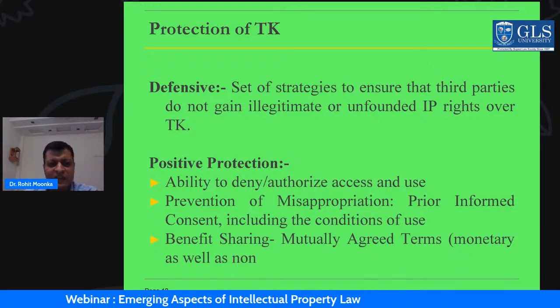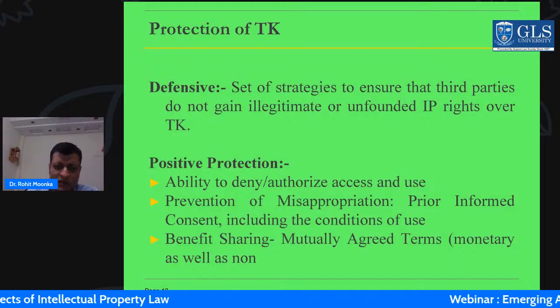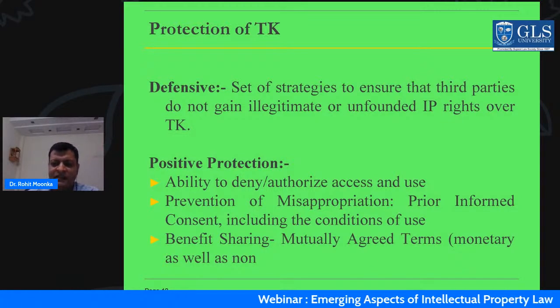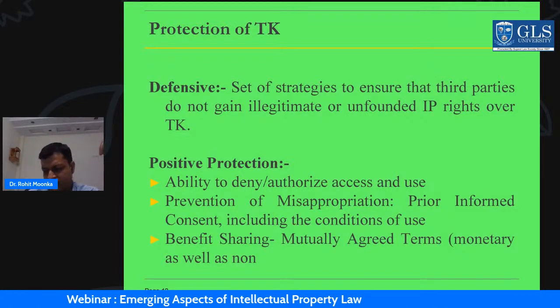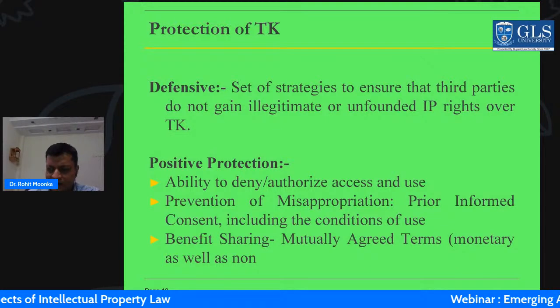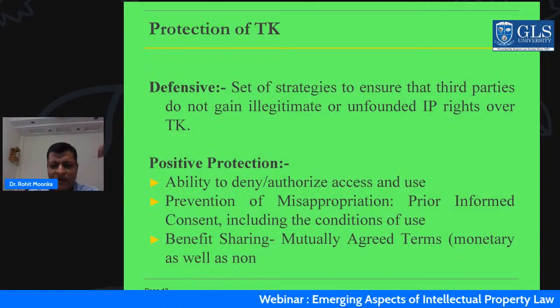Now, what we need to understand after this is that due to the nature of traditional knowledge, somewhere it does not fit in the existing mechanisms of IPR, whether it is patent, copyright, design law, GI, or trademark.